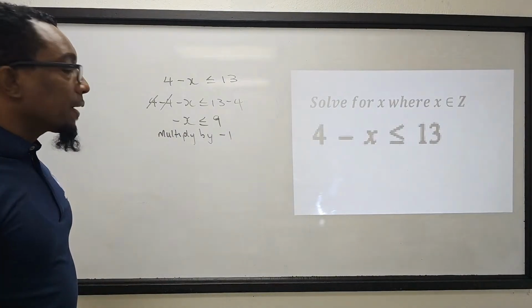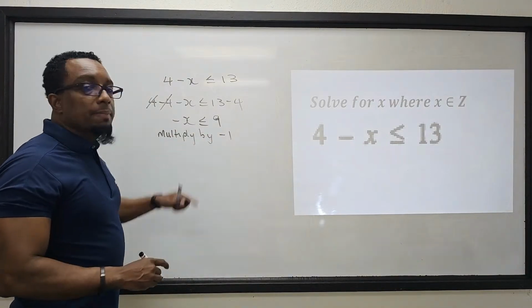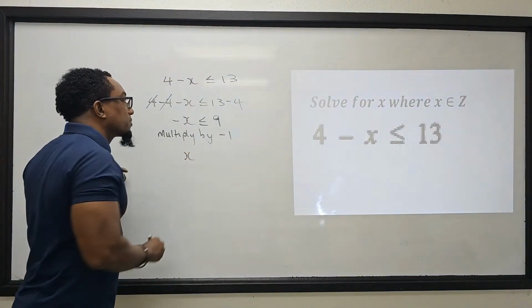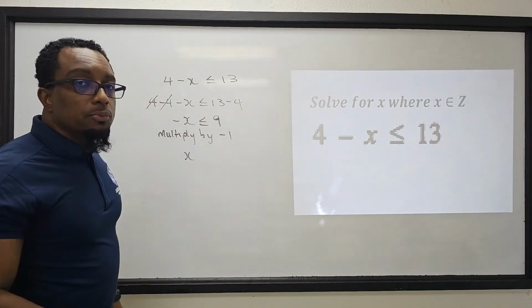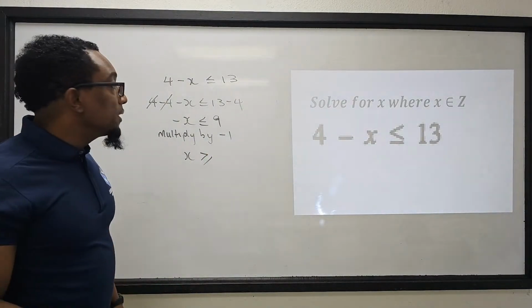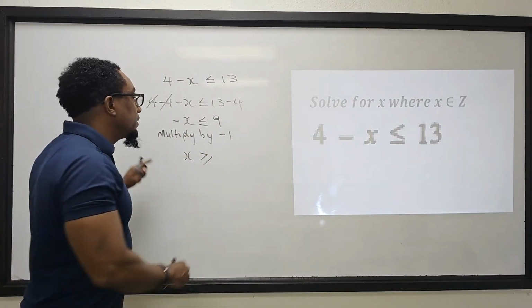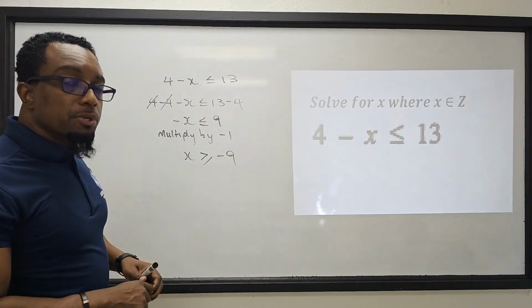Yeah? And when I multiply by negative 1, look at what's going to happen. Negative x by negative 1 is positive x. Something else will change. The less than or equal to sign will change to greater than or equal to. Something else will change. My positive 9 will change to negative 9. And I've solved the inequality.